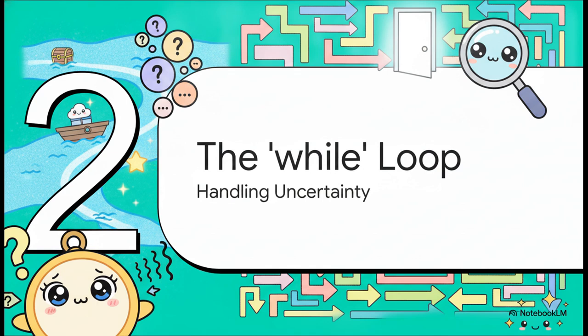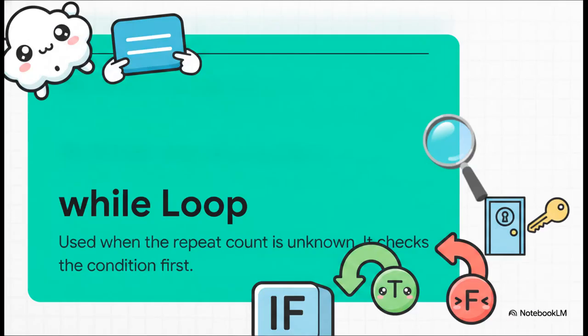This is all about handling uncertainty. So, you use a while loop precisely when that repeat count is a total mystery. And the absolute defining characteristic here is that it checks the condition first. Before it does any work, before it executes even a single line of code inside its block, it acts like a bouncer at a door and asks, hey, is this condition true? If the condition is false right from the start, the loop won't execute even a single time. It just skips the whole thing.